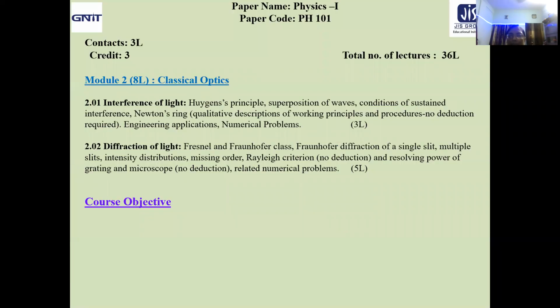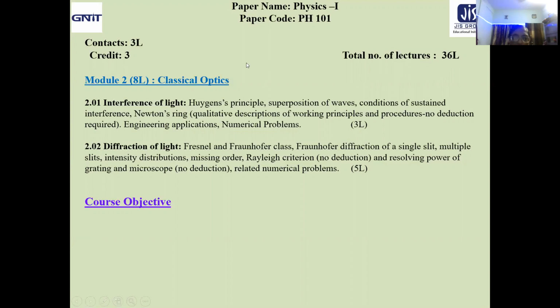Now, let us take a look at the syllabus and the course in detail a little bit. It is the physics paper 1 and the paper code is PH101. Total contact is 3 lectures per week and the credit allocated is 3. Total number of lectures for the entire Physics 1 course, that is PH101, is 36 lectures.